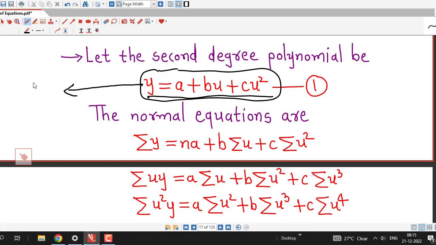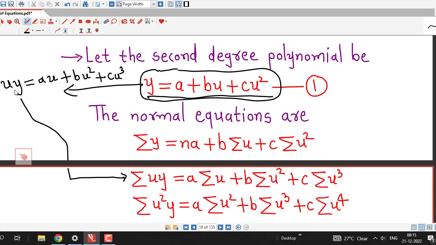After that we multiply this by u and then we apply sigma on both sides. If I multiply this by u, I have a into u plus b into u square plus c into u cube, and then I take sigma on both sides of this equation and I obtain second normal equation, sigma uy equal to a sigma u, b sigma u square, c sigma u cube.